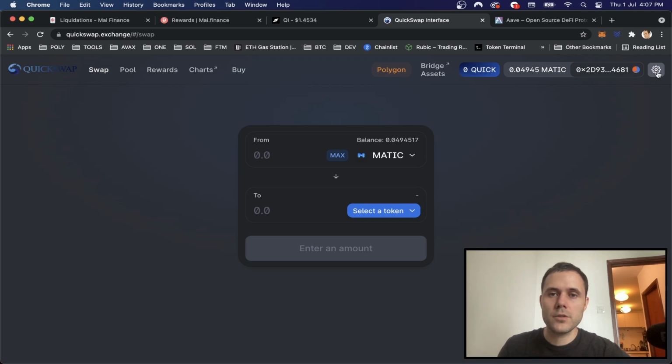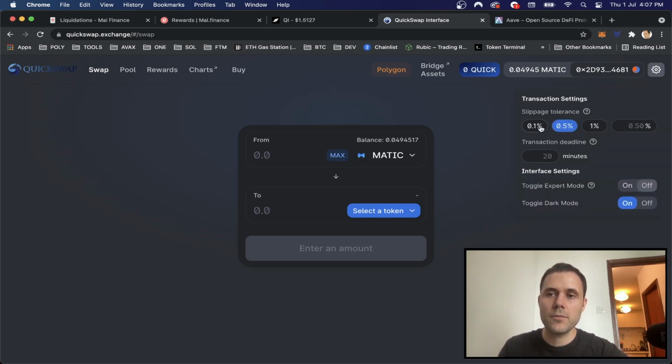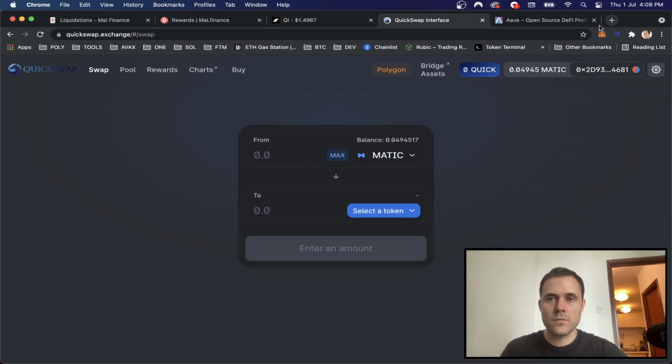Now, just for a quick swap for an example, if we go into the top right hand corner and click this cog here, we've got something called slippage tolerance. Now, you can just think of this as the divergence in the price that you wish to buy the token. Okay. Now, some of the tokens with low liquidity are going to require a higher slippage.